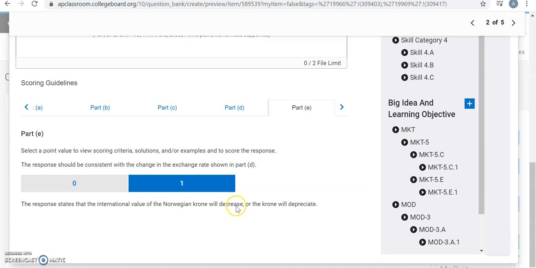So it's going to decrease in value, which is what depreciate means. It's going to depreciate in value. That's the opposite of appreciation, which is depreciation, and the international value is going to decrease. And the Canadian dollar is going to increase on the international value scale.